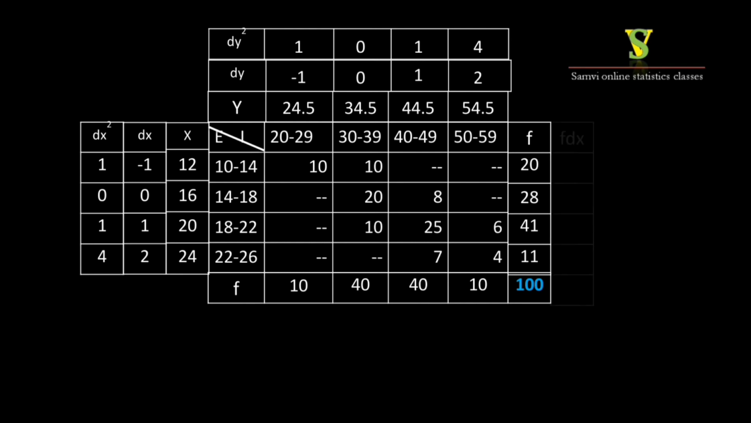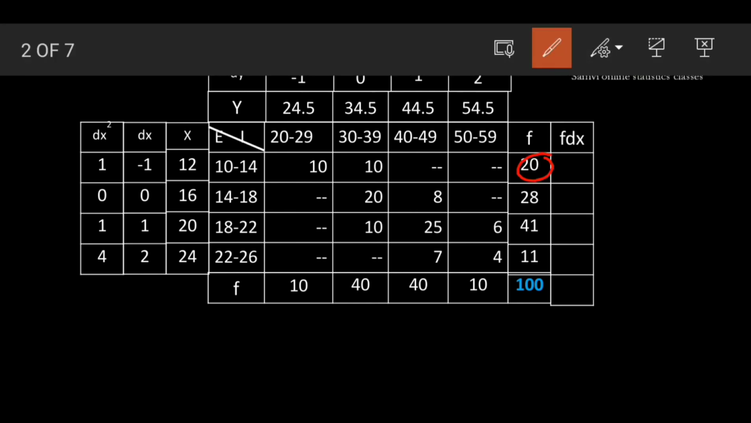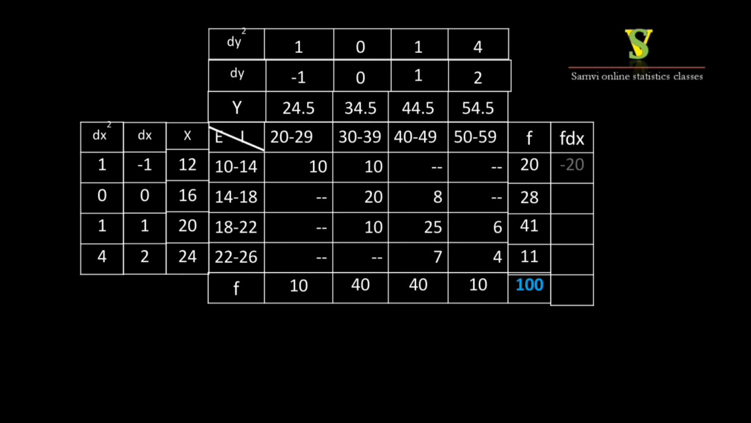So first we move to f dx. Getting? So here f is 20 and dx is -1. So you have to multiply this, 20 into -1. Similarly 28 into 0. Like this you have to multiply. Getting? And write the values in the f dx. So 20 into -1 you will get -20. 28 into 0 will get 0. 41 into 1 will get 41. 11 into 2 will get 22. Now we have to find the total, that is the summation of f dx. So that is 43.